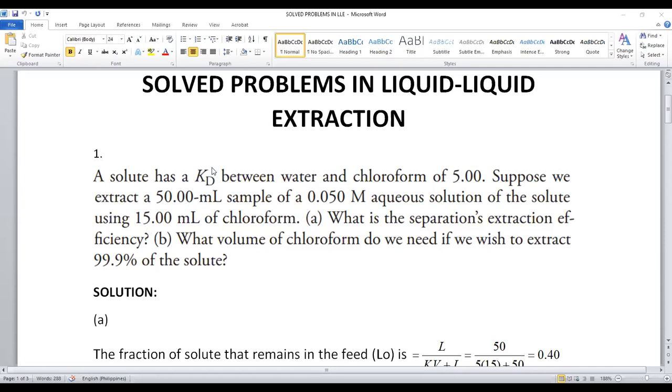So you have the KD, the L, and the V. What is the extraction efficiency of your separation? What volume of chloroform do we need if we wish to extract 99.9% of the solute? Letter A is asking the efficiency. And letter B, given the efficiency, what volume of the solvent will be used to accomplish such efficiency?